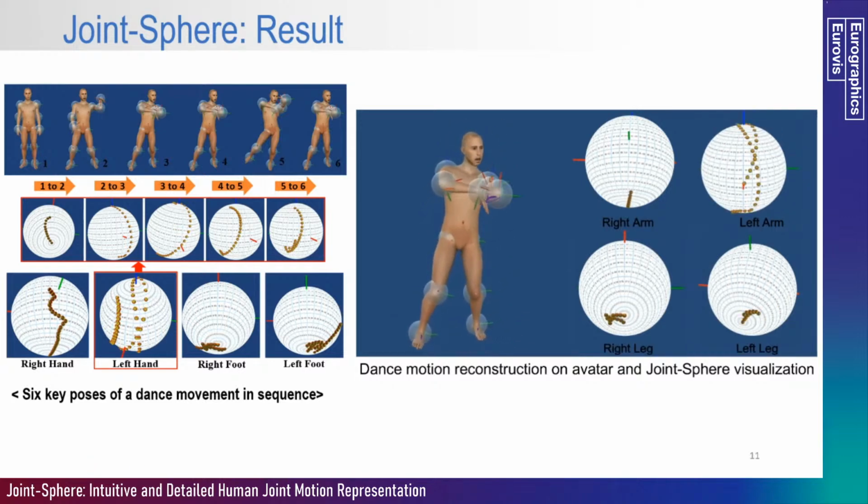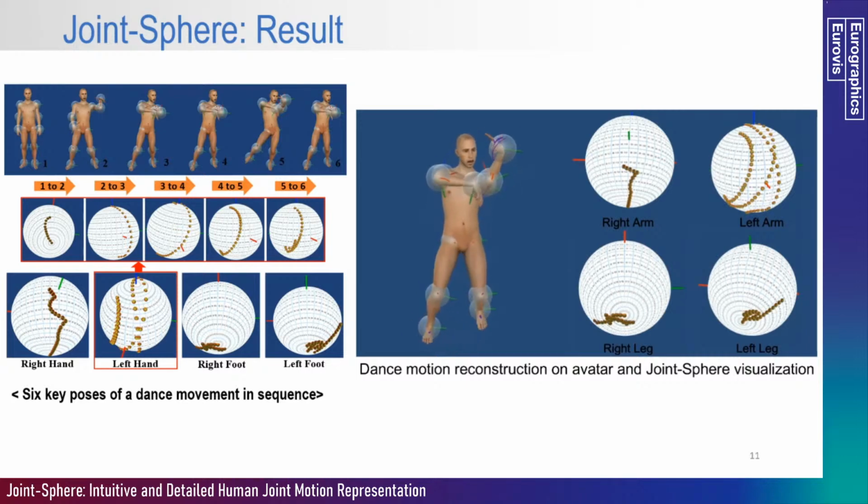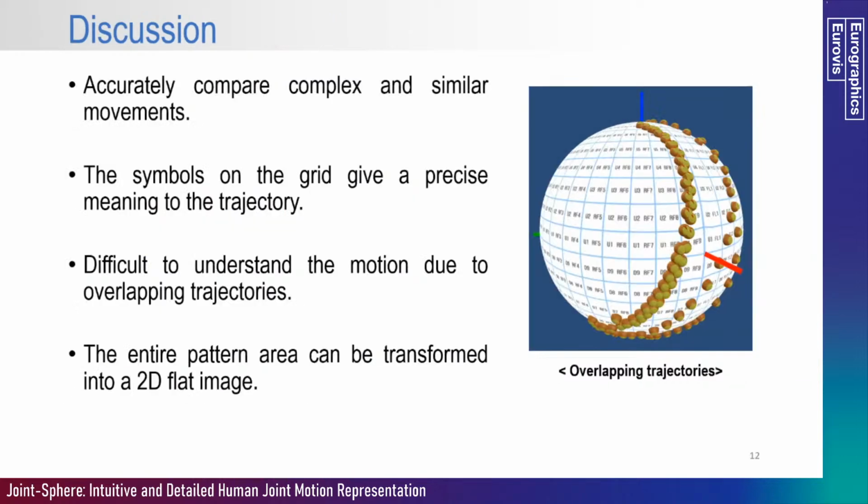The representation of human motion using labels provides more details and understanding of any delicate motion. Through our joint sphere motion representation method, we can accurately compare complex and similar movements. We can extend our method by using several spheres according to the user's choice. Also, the grid area on the sphere defines the meaning of the pattern clearly by a combination of letters and numbers.